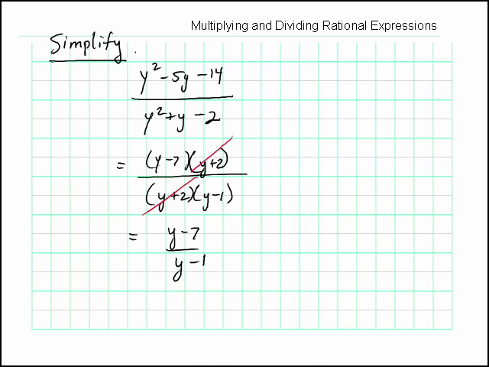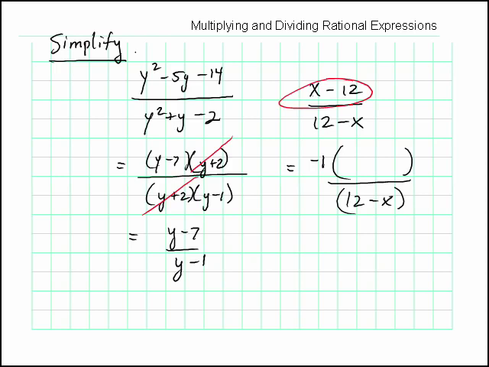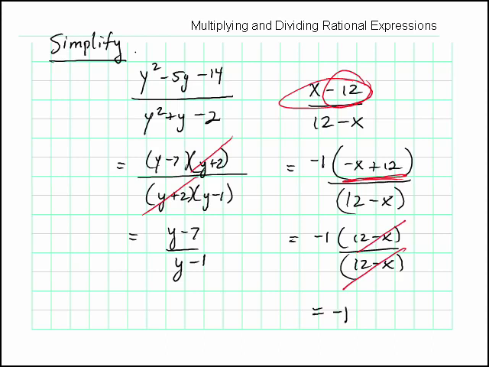Suppose I have x minus 12 over 12 minus x. To simplify this, what I can do is factor a negative 1 out of either the numerator or the denominator. I'll factor it out of the numerator here. If you factor negative 1 out of here, that makes this x a negative x, and that makes this 12 right here a positive 12. Now, negative x plus 12 is the same as 12 minus x. So I can rewrite it this way: 12 minus x, and in the denominator I have a 12 minus x. I can reduce those, and I am left with negative 1.